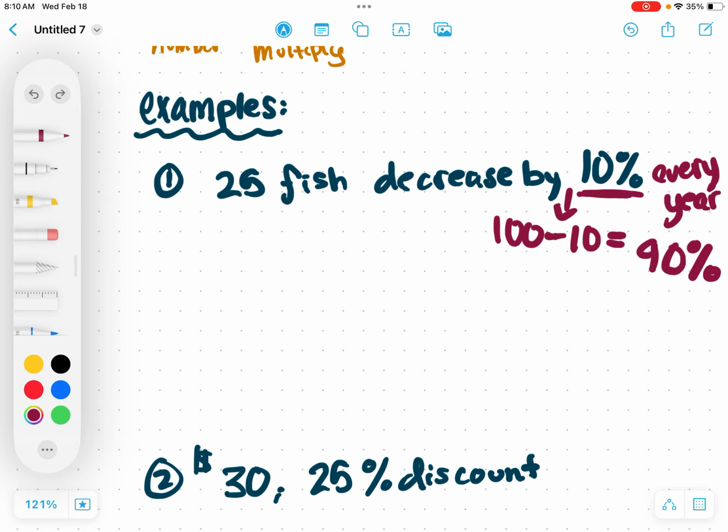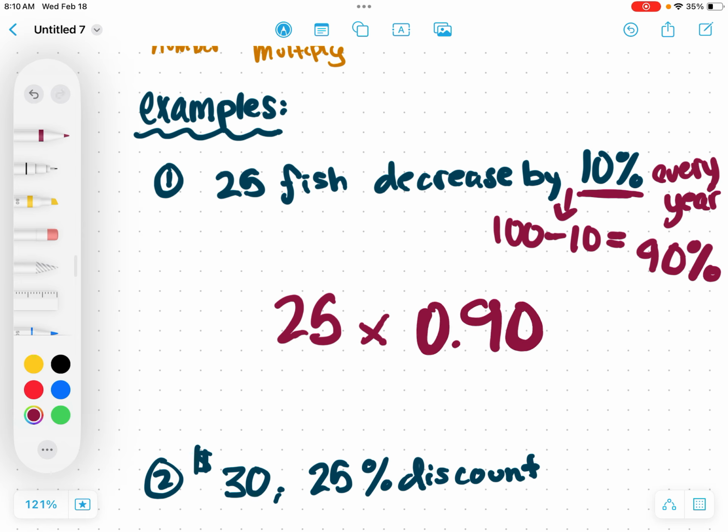If I wanted to figure out how much fish I was losing, we would just do 25 multiplied by 10% as a decimal. This would give us how many fish we're losing. But if I want to figure out the total population, I'm multiplying by 90% because that's how many fish are going to be left. So this is the total with the discount. 90% as a decimal is 0.9 or 90 hundredths, and then we would take 25, multiply it by that decimal, and that would give us 22 and a half.